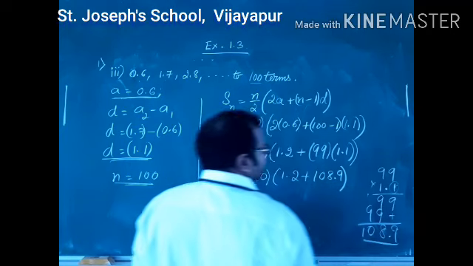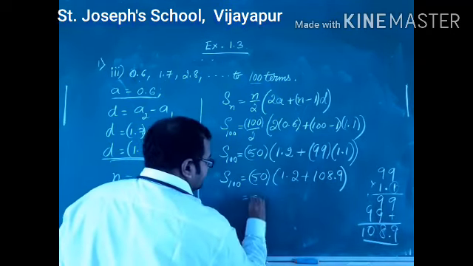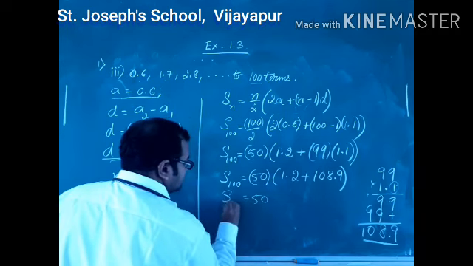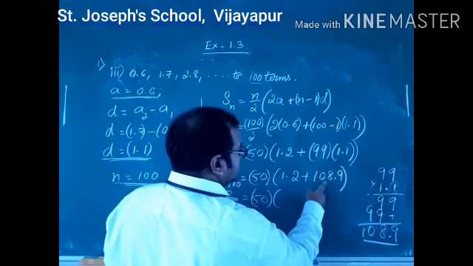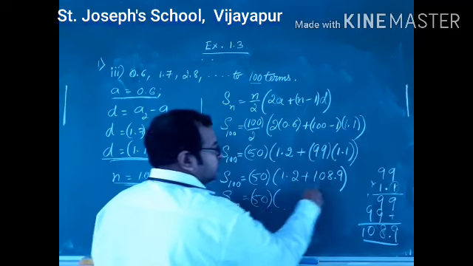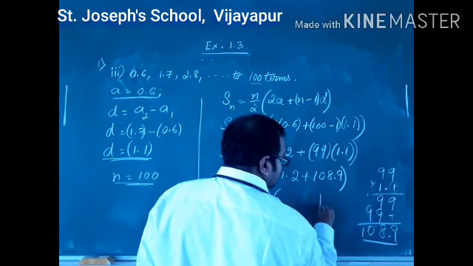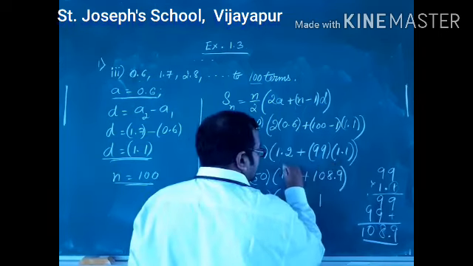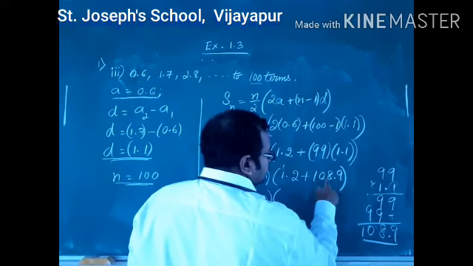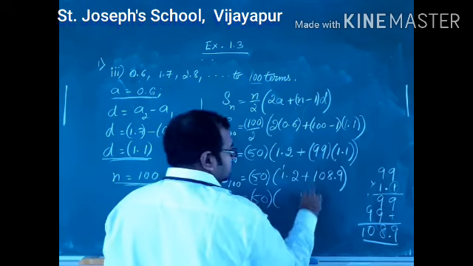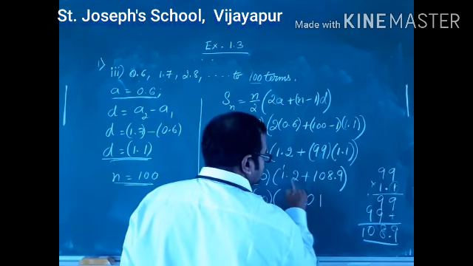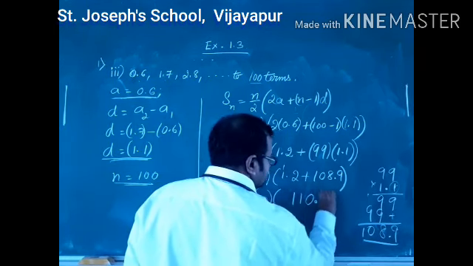Next step: S100 is equal to 50 into 108.9 plus 1.2. 9 plus 2 is 11. So in the decimal place there is 1, and 1 gets carried. 1 plus 1 is 2. 2 plus 8 is 10. So it is 10 and the last 1 exists as it is. So the decimal point comes after one place.